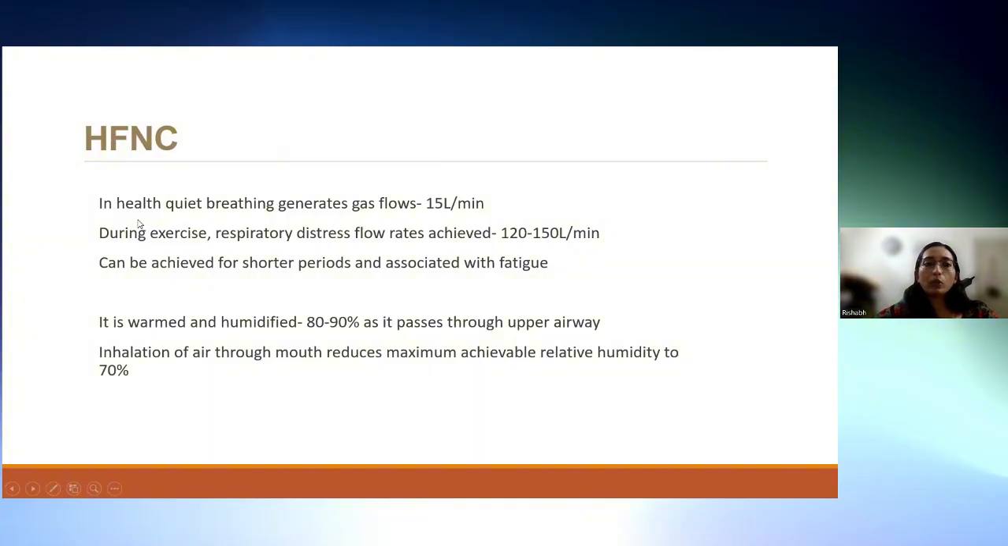Normally in health, quiet breathing usually generates a gas flow of 15 liters per minute, but when we exercise or if the patient is in respiratory distress, the flow rates required may reach up to 120-150 liters. You can achieve it for shorter periods, but you cannot keep it sustained, and it is associated with fatigue. Apart from that, when air passes through the upper airway, it gets warmed and humidified to about 80 to 90%. But when inhalation is through the mouth, as in a patient in respiratory distress, it reduces the maximum achievable relative humidity to 70%.